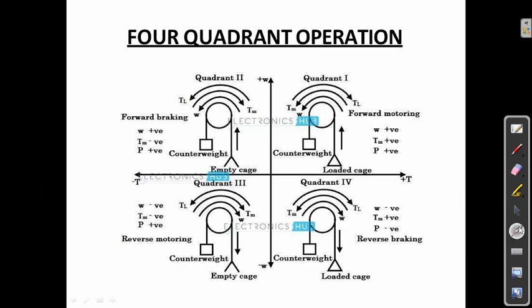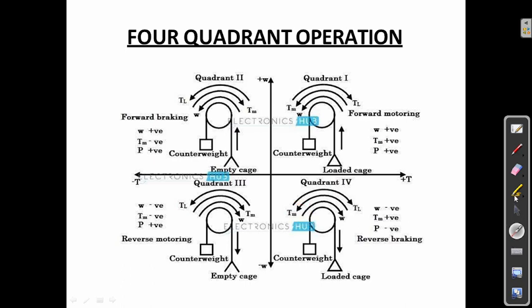Then the final one is the fourth quadrant. It is called reverse braking. See here, the motor torque is in the opposite direction, and speed and load torque are in the opposite direction. Here the speed is negative because the direction is clockwise, and the motor torque is positive because it is anti-clockwise.